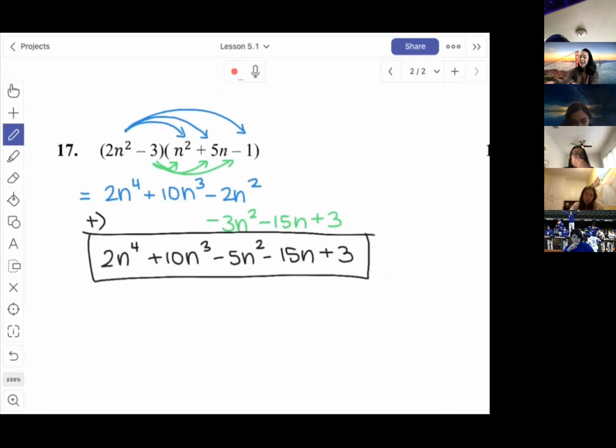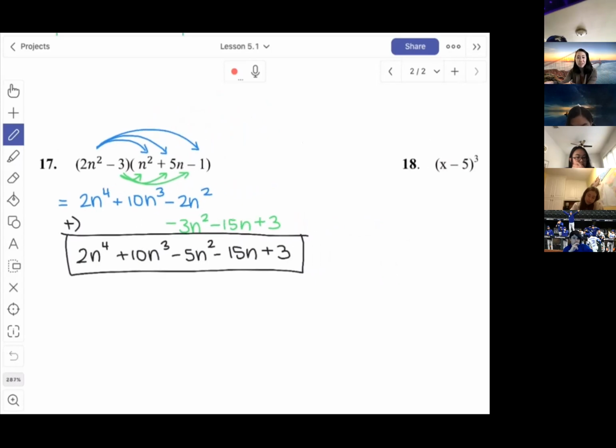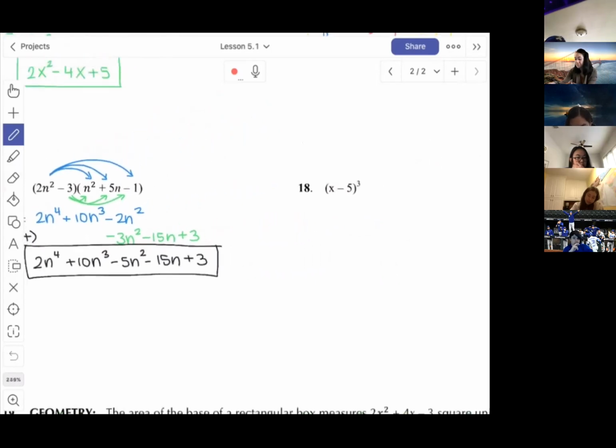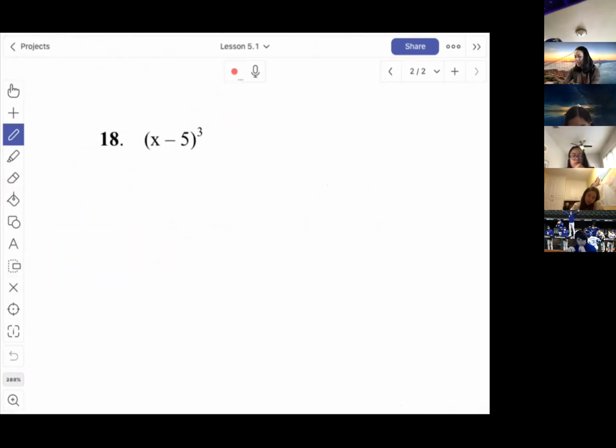All right, so I really like stacking my like terms because I think it just helps with careless mistakes. I don't miss anything, and it's just easier visually. All right, number 18. Ooh, let me tell you guys, number 18. I have honors students, I have AP students who are seniors who would do this.